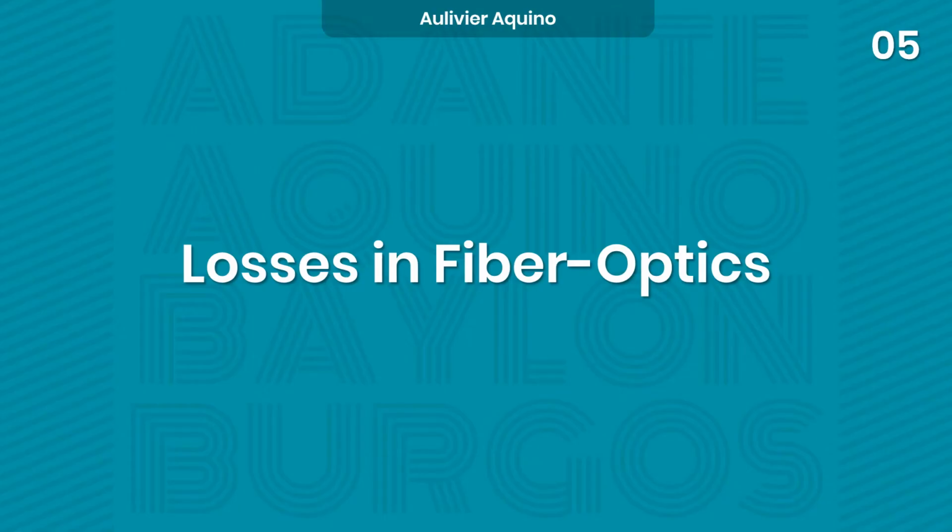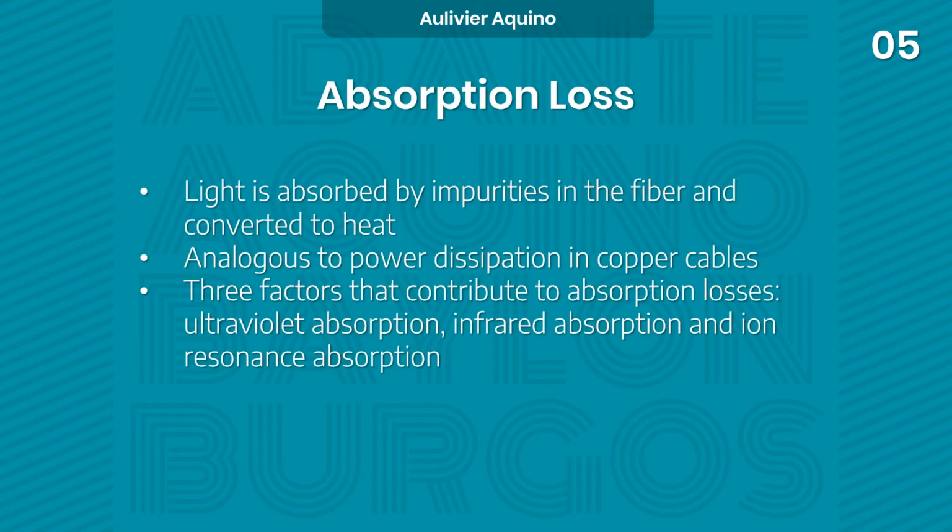The next topic is losses in fiber optics. The first type of loss is absorption loss. Light is absorbed by the impurities in the fiber and converted to heat. This is analogous to power dissipation in copper cables.